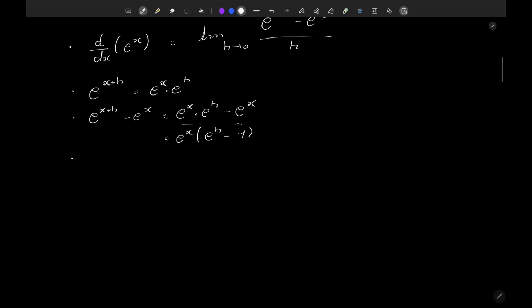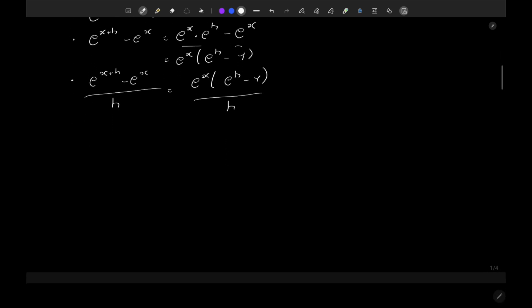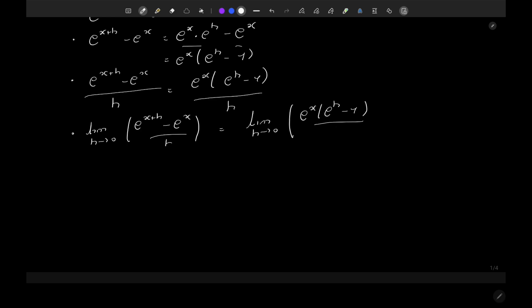We then take our numerator and divide by the denominator h, that is e to the x plus h minus e to the x divided by h, leaving us with e to the x into e to the h minus 1 divided by h. Apply limits on both sides. We have the limit as h tends to 0 of e to the x plus h minus e to the x divided by h, which gives us the limit as h tends to 0 of e to the x into e to the h minus 1 divided by h.